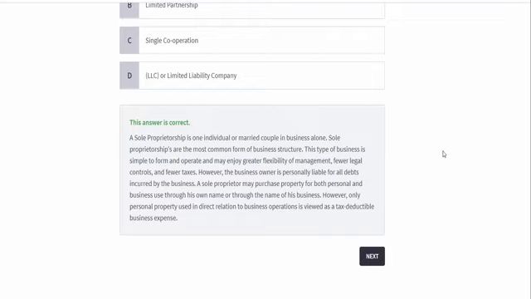A sole proprietor may purchase property for both personal and business use through his name or through the name of the business. I'm going to read that one more time because it's so important. A sole proprietor may purchase property for both personal and business use through his or her name or through the name of his business. So, what does that mean?